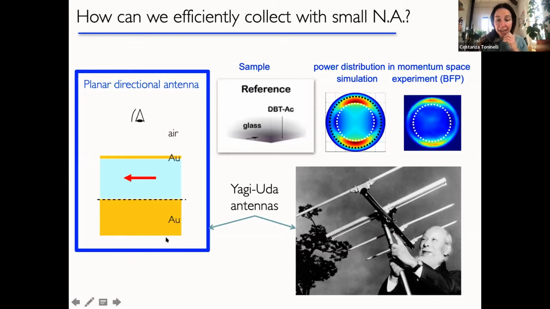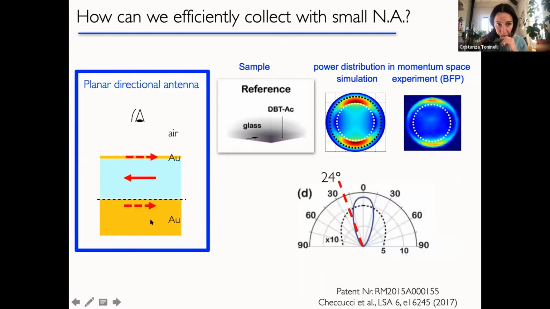The concept again is that of constructive interference among the image dipoles induced onto these two metallic elements, this gold reflector and this gold director. If you do the design right, you get this angular emission pattern, as you can observe in this polar plot, that is mostly confined within 24 degrees of polar angle.